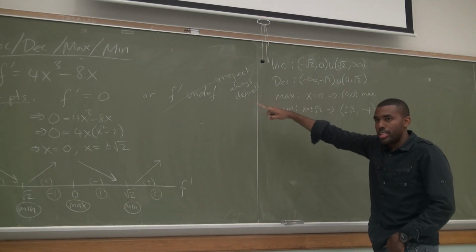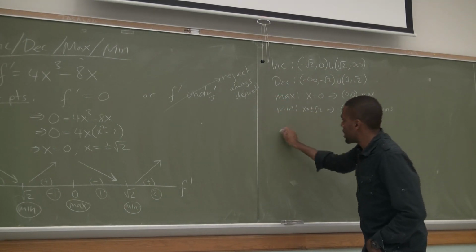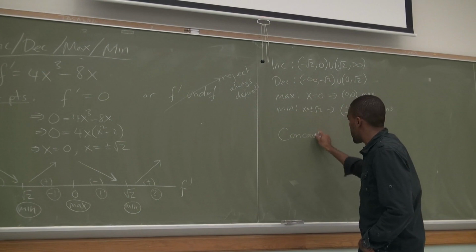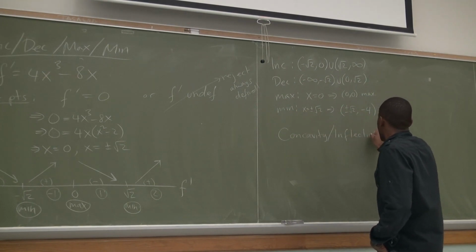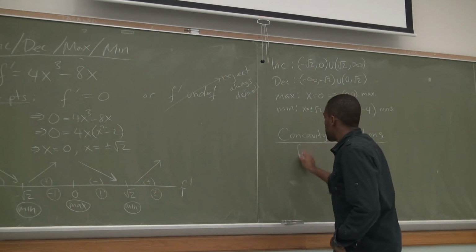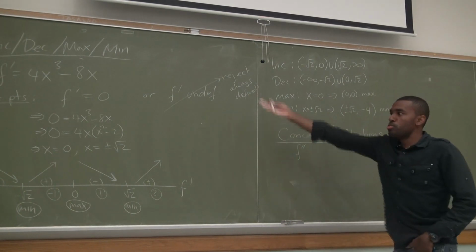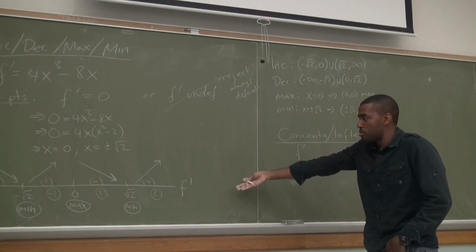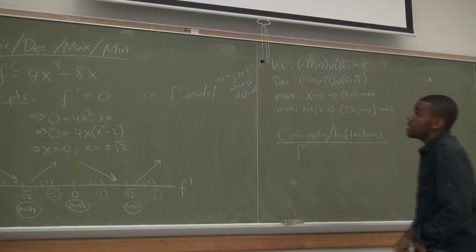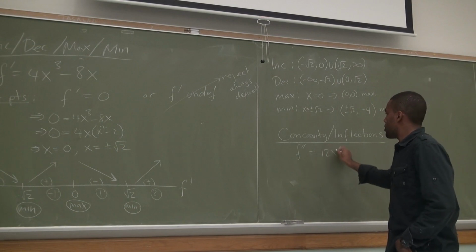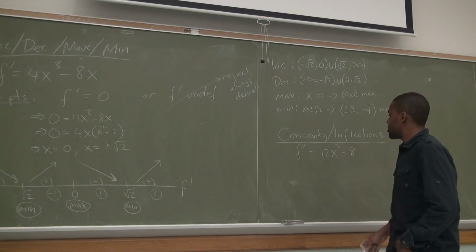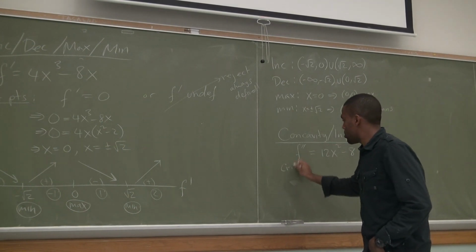First derivative: increasing, decreasing, maxes and mins. Now if I care about concavity and inflections, what do I look at? Second derivative. So now I'm going to find the second derivative, and I'm going to do essentially the same test I did here, but with the second derivative instead. The second derivative is 12x squared minus 8. So I find the critical points.